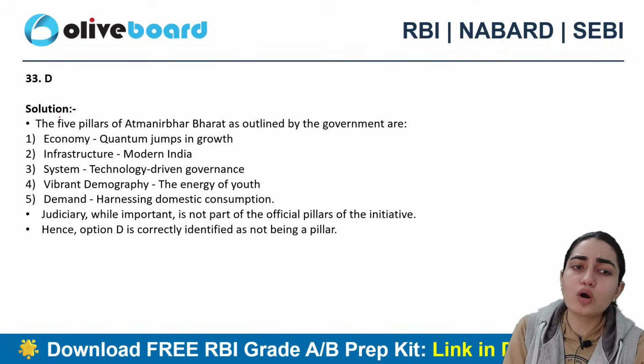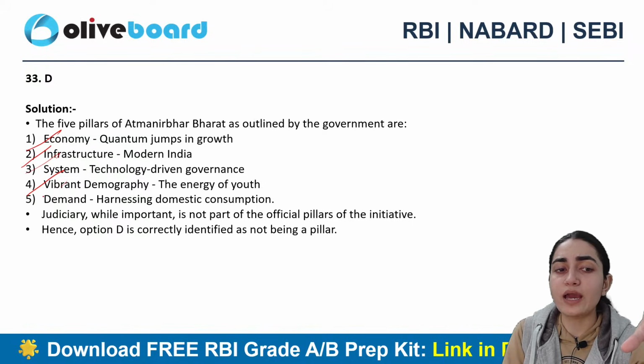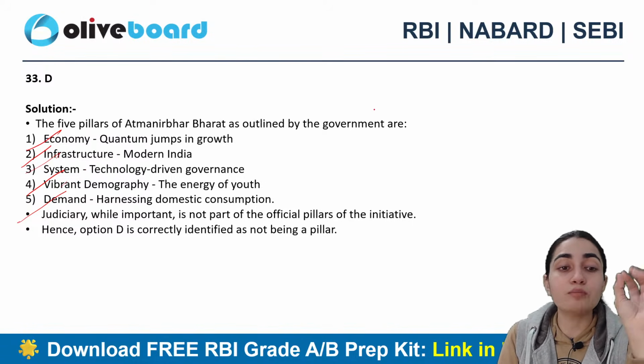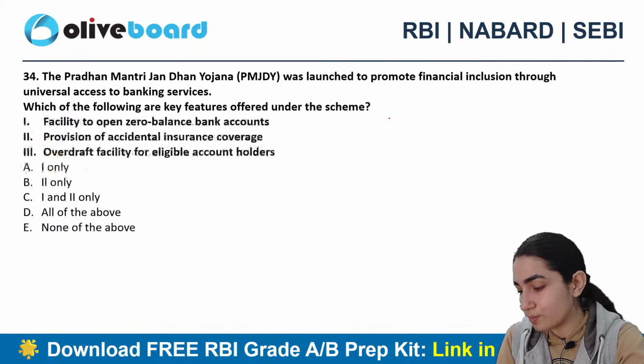So when I talk about the 5 pillars here, economy, infrastructure, system, vibrant demography, as well as demand is part of it. Demography as in demographic dividend. I hope you got the answer.